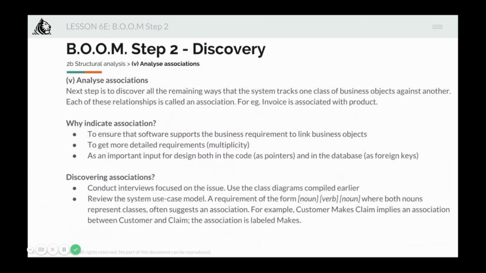Once you have done all of this, it's about time that you start analyzing the associations, right? That is needed because you need to discover all the remaining ways that the system tracks one class of business objects against another. Each of these relationships is called an association. What are some of the examples of association? When information about one object refers to information about another object. For example, invoice data refers to product information such as description and price. So invoice is associated with product.